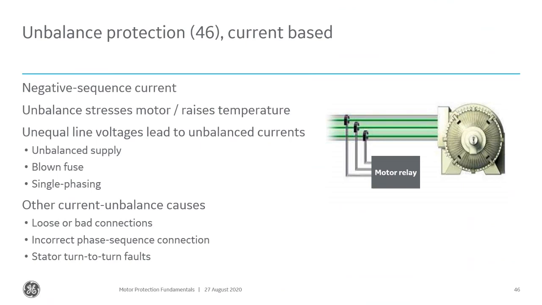Next, we have unbalanced protection. It's your ANSI 46. And this is current-based unbalance. This is looking at negative sequence current. Unbalanced current stresses the motor, raises the temperature. Unequal line voltage will lead to unbalanced currents. So it's looking again for things like unbalanced supply based on blown fuses or single phasing. Other current unbalance causes can be loose or bad connections, an incorrect phase sequence connection, or even stator turn-to-turn faults.